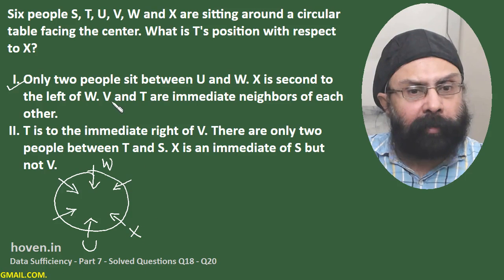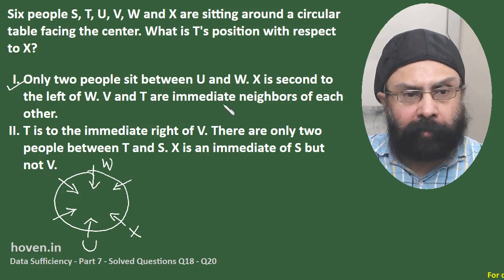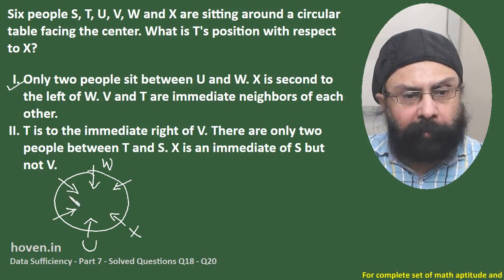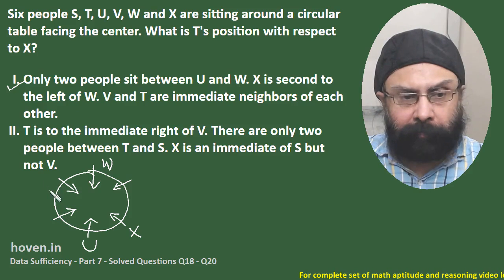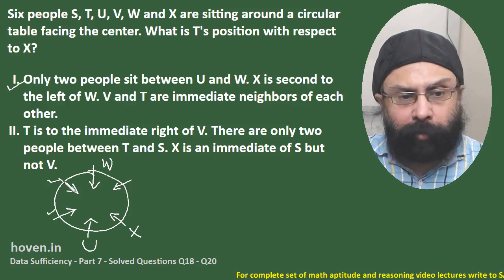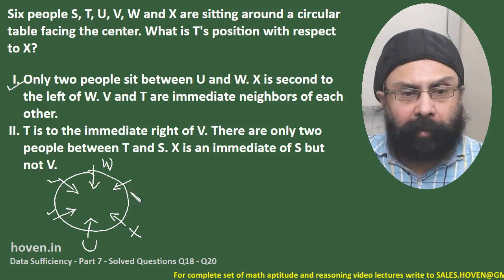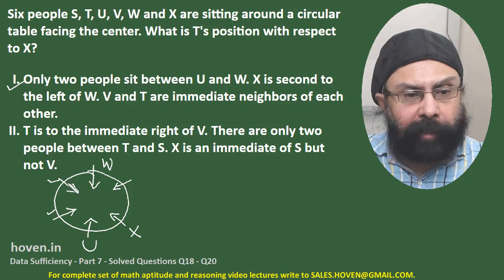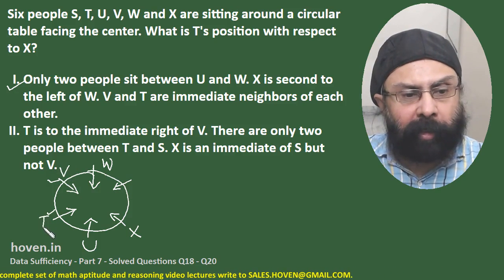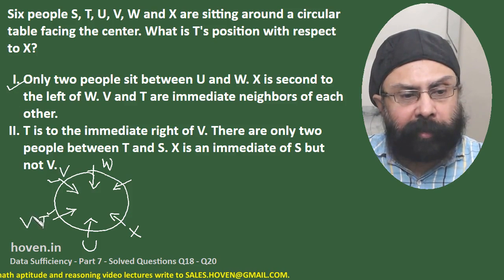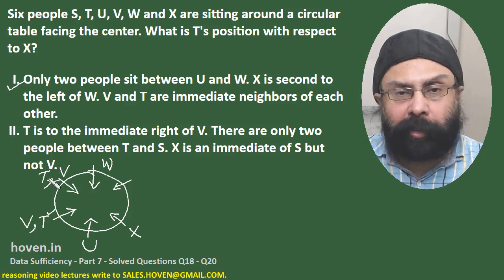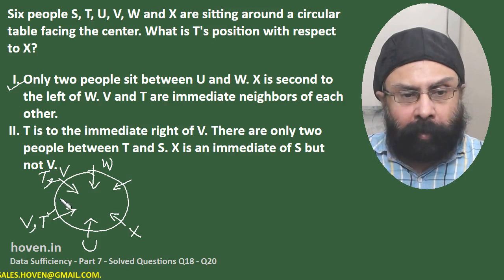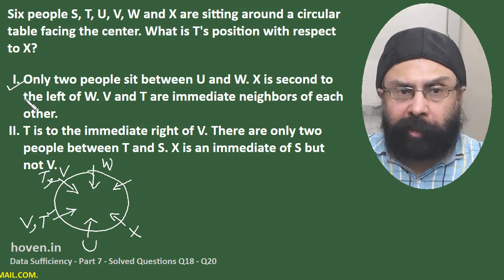What it says next is, V and T are immediate neighbors of each other. V and T. The two immediate vacant positions are this and this. They are the only two vacant positions which are adjacent. Now this one is a single position, so this is not going to do our job. We can say that V will come here, then T will come here, or if V is here, then T will have to be there because they are adjacent, but we don't know who is sitting where. So this is what we can make out of the first statement.